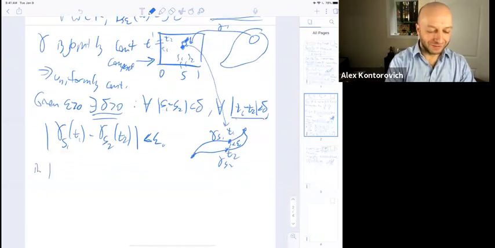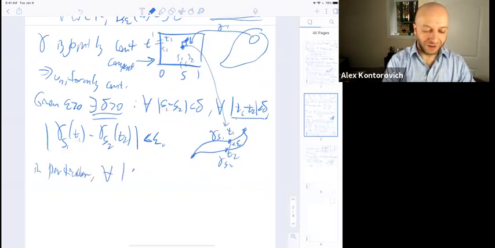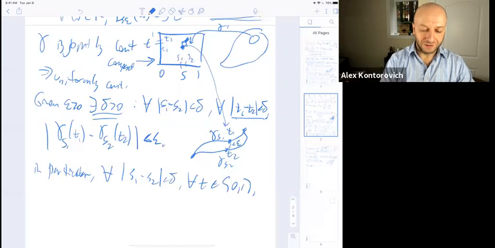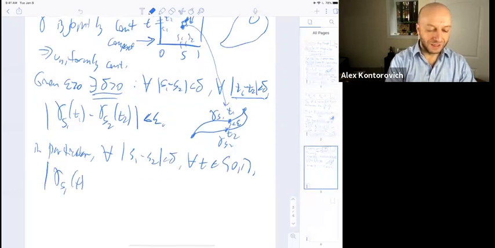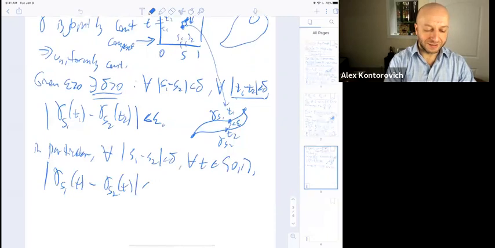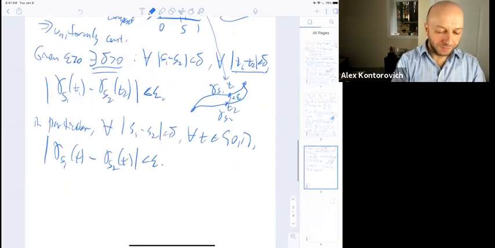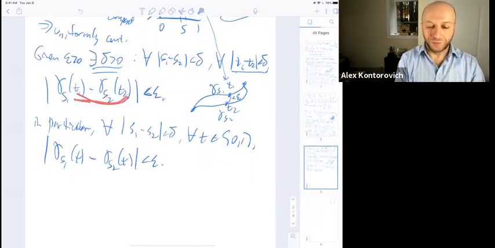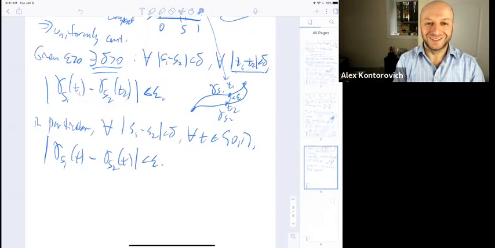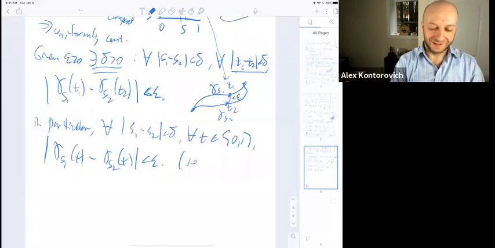In particular, if I just use the same T, for all S1 minus S2 less than delta, and for all T in [0,1], I have that gamma S1 T minus gamma S2 T is less than epsilon. So I'm just setting T1 equal to T2 equal to T, in which case their difference is definitely less than delta.